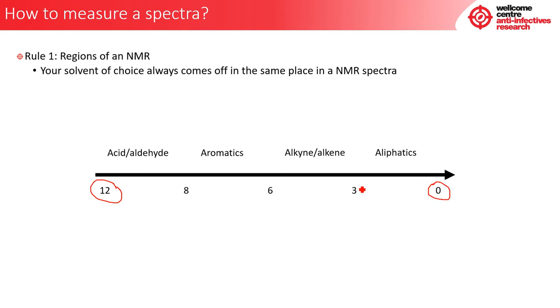You have your regions, so I blocked them off in threes. So you've got 0, 3, 6, 8, and 12. And as you can see here, by looking at the structures that I have written in these different areas, you can see you're becoming more and more electronegative as you start moving along the spectra, with the most electronegative being your acid and your aldehyde. What do these two groups have in common? Well, they have the carbonyl species.